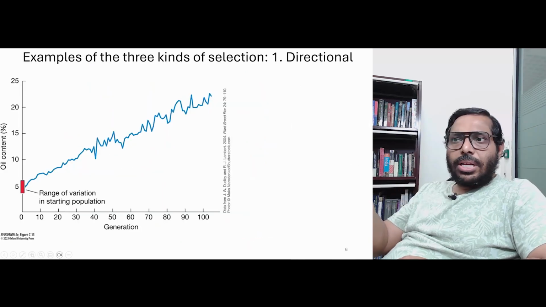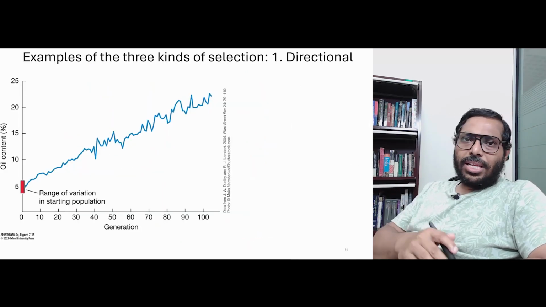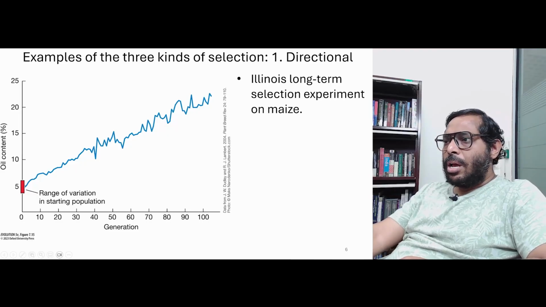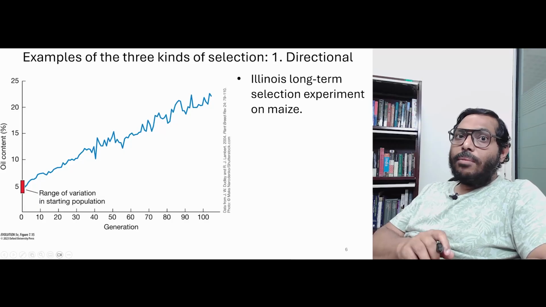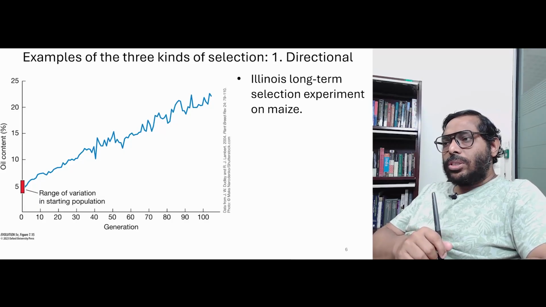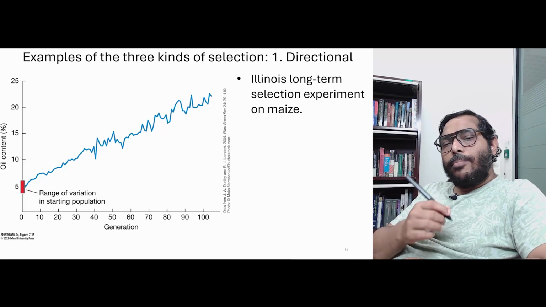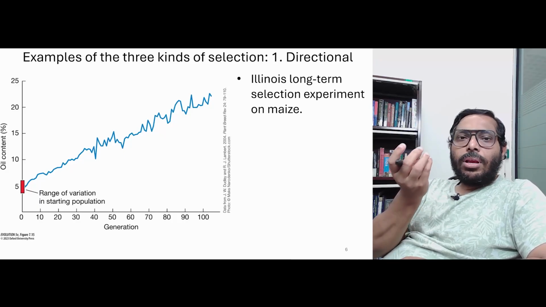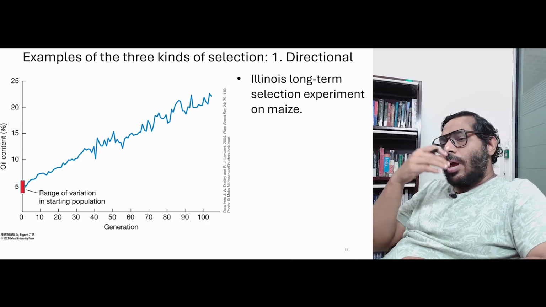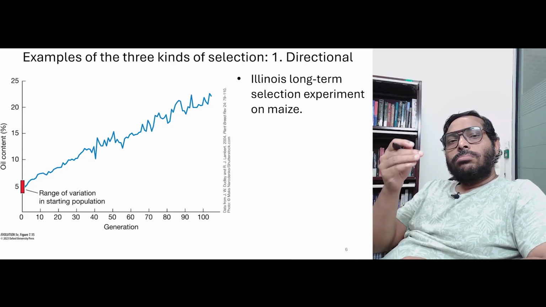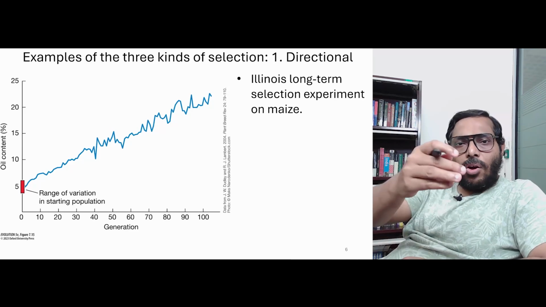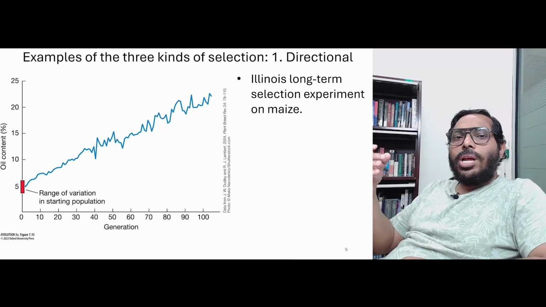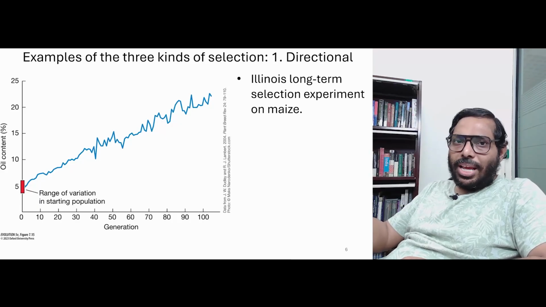So, the first example is of directional selection. This is a very famous example. This is the famous Illinois long term selection experiment on maize. Here they wanted to improve the oil content and the protein content of the kernels of maize or corn. Every generation they took those individuals which had the higher oil content or the higher protein content in their cobs, and only allowed those seeds to be planted for the next generation.